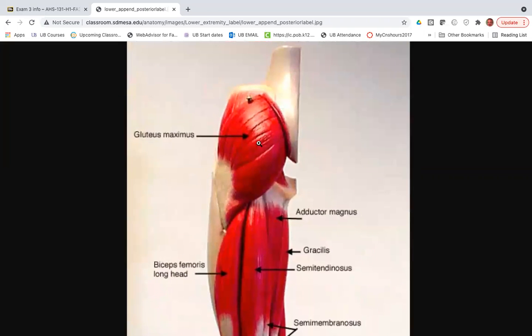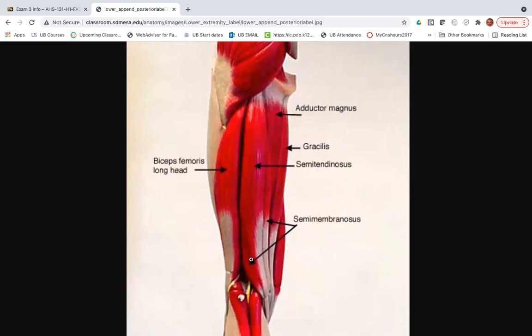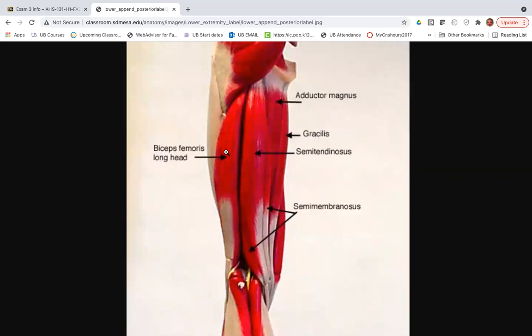Okay, from another view, here's the gluteus maximus. It's a hip extensor. Here's the gluteus medius, hip abductor. Here are the hamstrings on the posterior thigh. Here's the biceps femoris, semitendinosus, and here's your semimembranosus. So the semimembranosus and semitendinosus bellies are on the medial side of the thigh, whereas the biceps femoris is on the lateral side of the thigh.